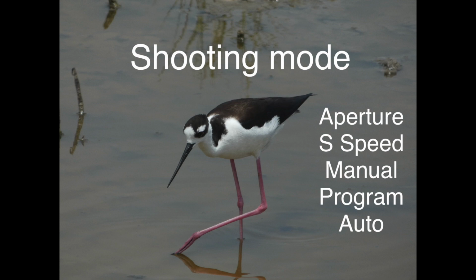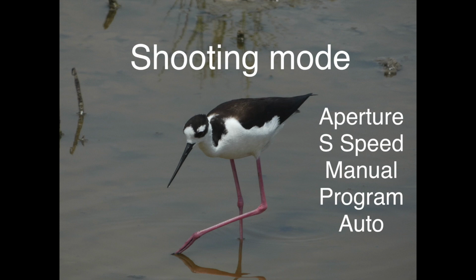The three elements of exposure are shutter speed, aperture, and ISO. ISO is not a function on the mode dial and is controlled by another button or with a menu setting. Bridge cameras don't do well at high ISOs because of their smaller light sensors. I usually use Auto ISO with a limit set at 800 ISO.